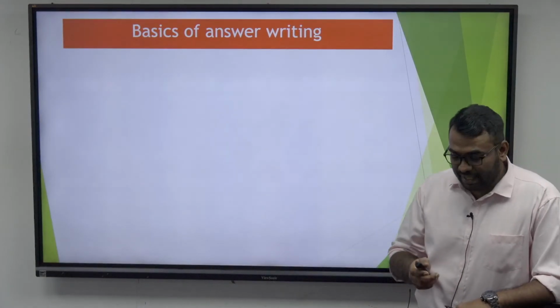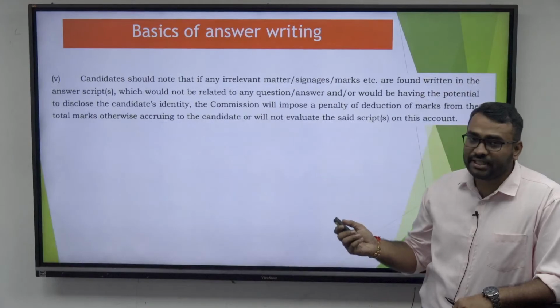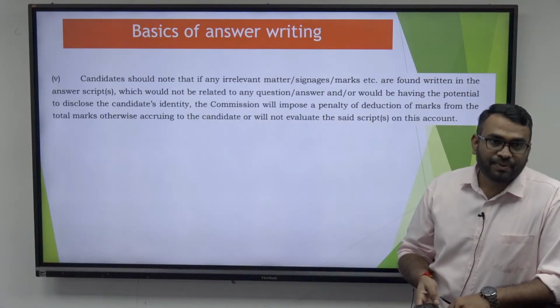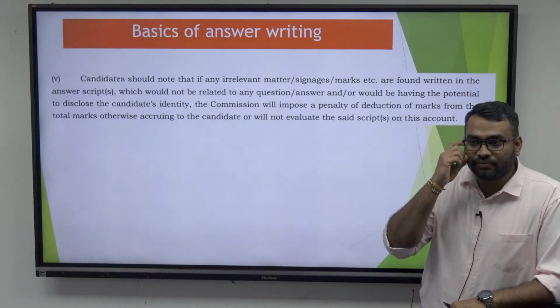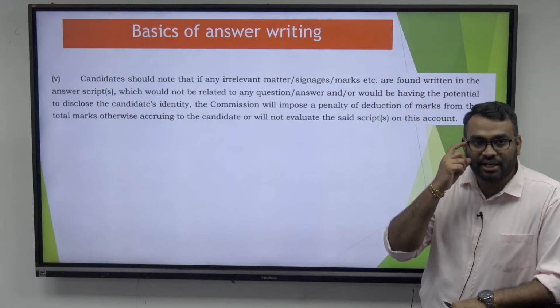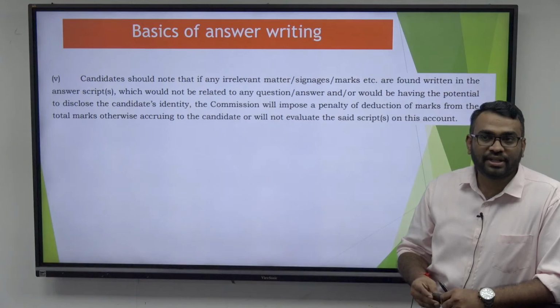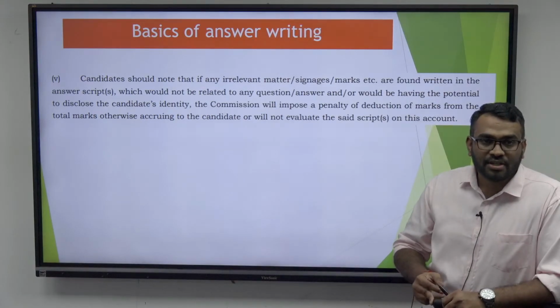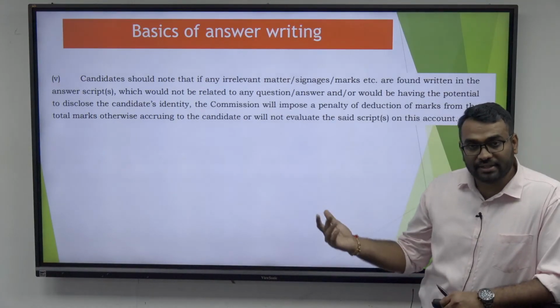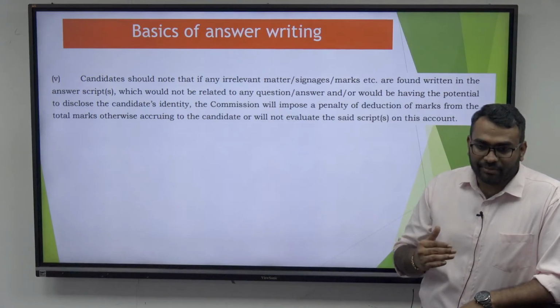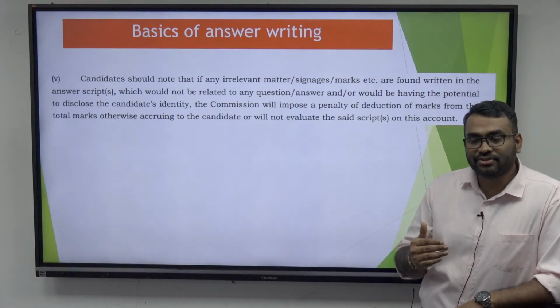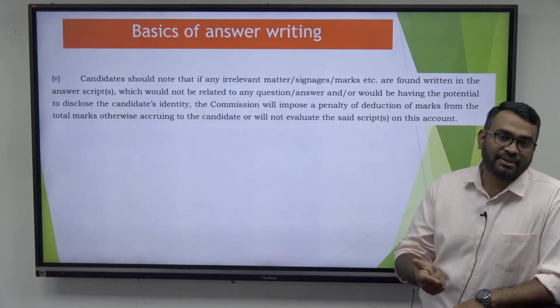With this we'll come to the basic concepts. In basic answer writing, first I will let you know about the UPSC notification, which is the best document every aspirant should be reading. But most of you wouldn't even have read the notification. With respect to Mains answer writing, clear instructions are given. If you violate them, there will be negative marking.